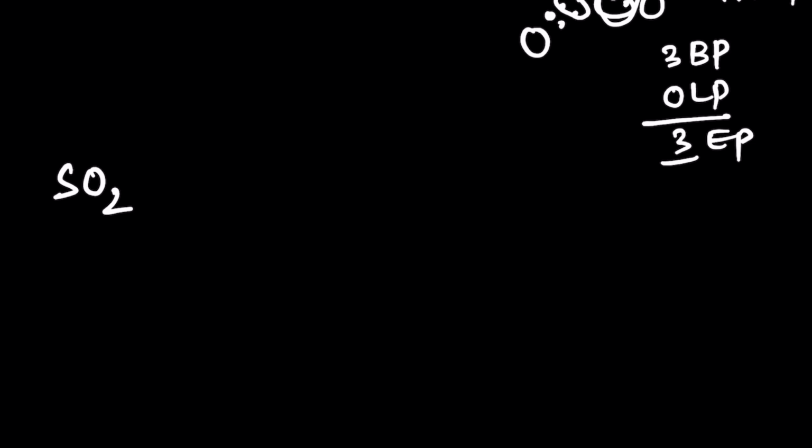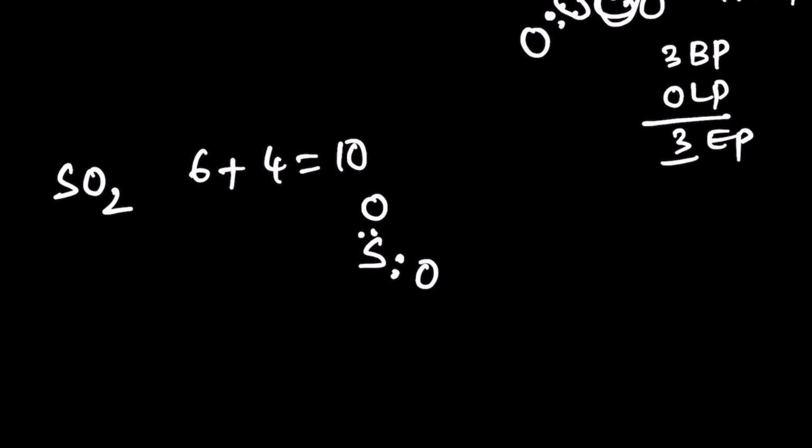Take one more example, SO2. 6 electrons from the central sulfur, 2 electrons from oxygen, 2 into 2, 4 electrons. So 10 electrons are there. So I arrange sulfur and oxygen. There are only 2 oxygens here. So 1, 2, 3, 4, 5, 6, 7, 8, 9 and 10 will become a lone pair.